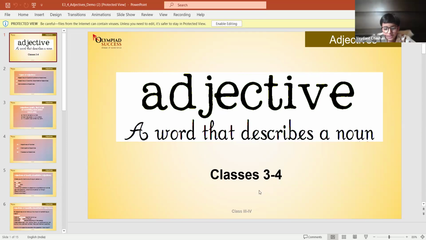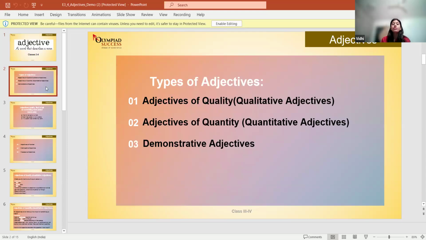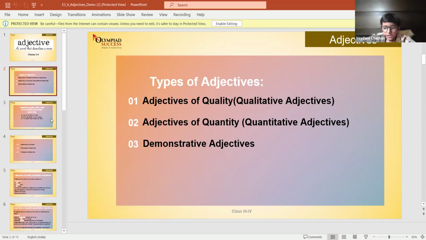You already know that. So, when we talk about adjectives, we also have different types of adjectives, like adjectives of quality, adjectives of quantity, and demonstrative adjectives. Do you know about this, Vedant? I know about it, but I forgot what the types of adjectives are. So you heard of it, but you're not still very clear with it. Great. Let's go ahead.